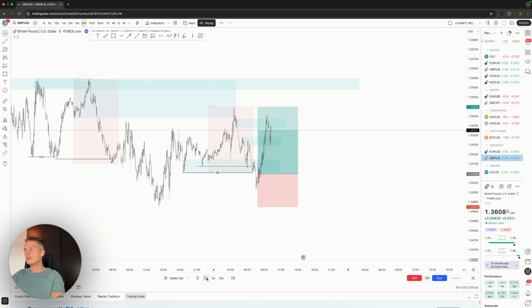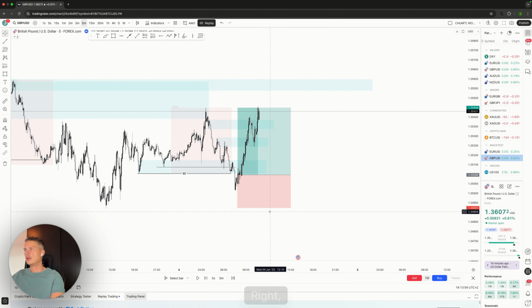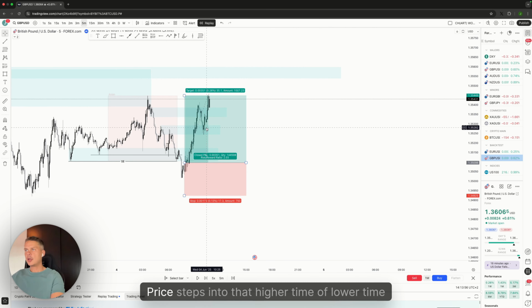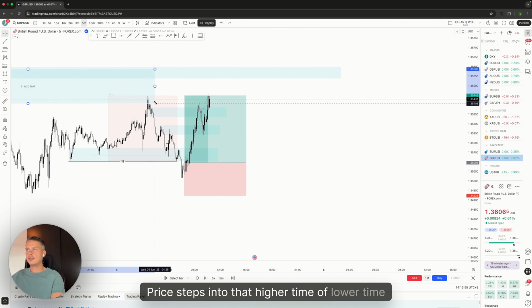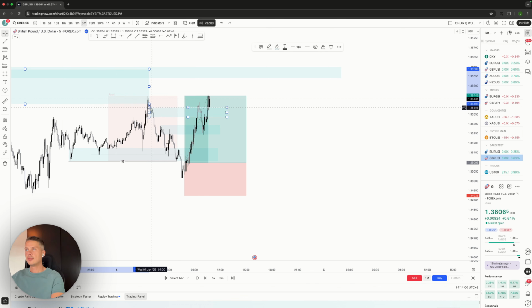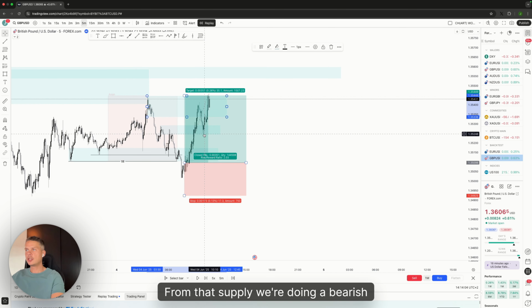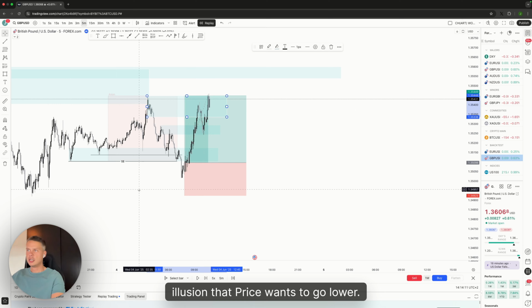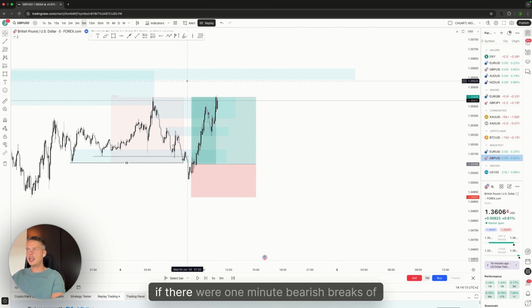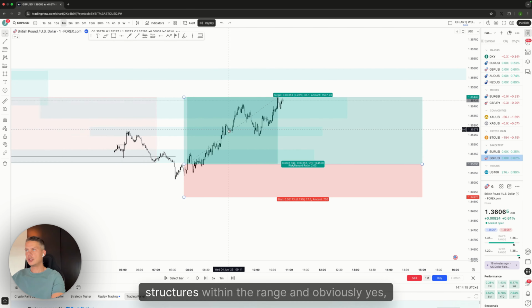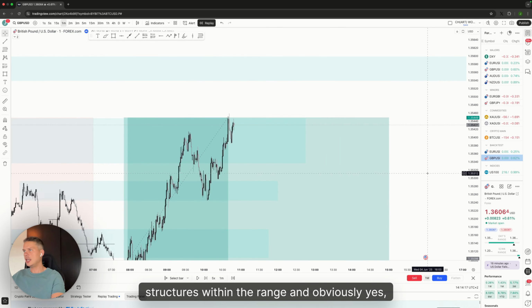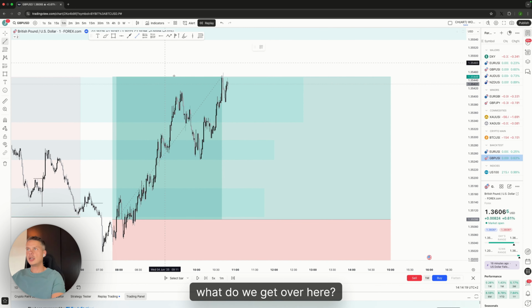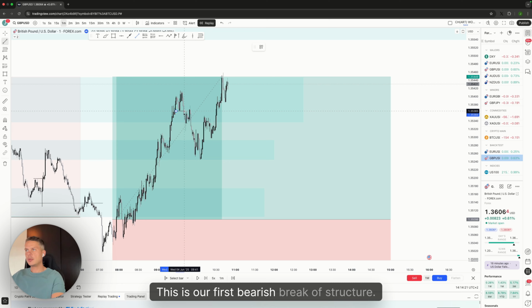Look at this, right? So what happens? Price steps into that lower time frame supply. From that supply, we're doing a bearish intent, a bearish reaction to give sellers the illusion that price wants to go lower. We can even see if there were 1 minute bearish breakthrough structures within the range, and obviously yes, right? What do we get over here? This is our first bearish breakout structure.